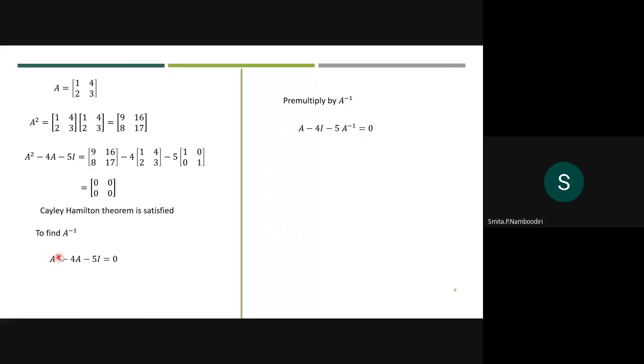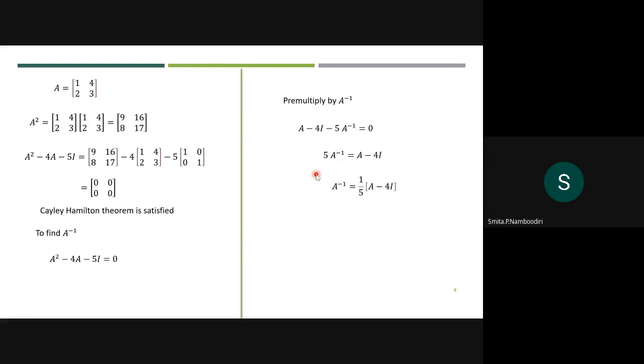A square into a raised to -1 is a. 4a into a inverse is I. And I into a inverse is a inverse. ठीक है, अभी यहां से हमें a inverse निकालना है. अगर 5a inverse को हम लोग राइट हैंड साइड में लेके जाएंगे तो बचेगा a minus 4i. And a inverse will become 1/5 into a minus 4i. Substitute for a, substitute for I, you will get the inverse of the matrix.